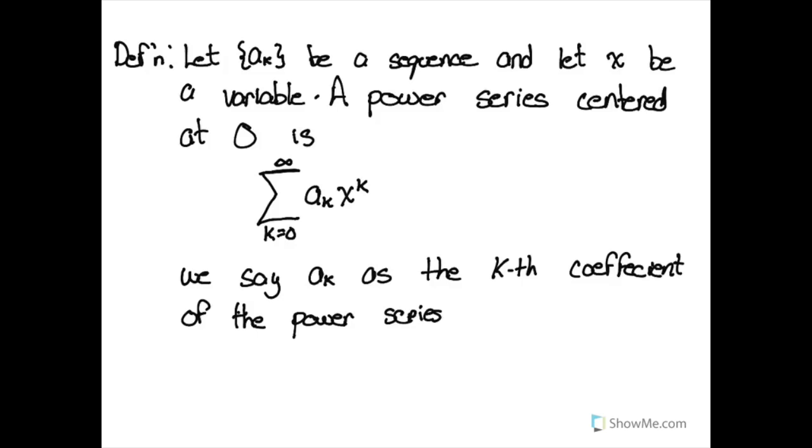Now, since there's a variable x involved, in the same way that a function f of x takes on different values at different x's, a power series can converge, diverge, or converge to different values for different x's. So let's define what it means for a power series to converge.